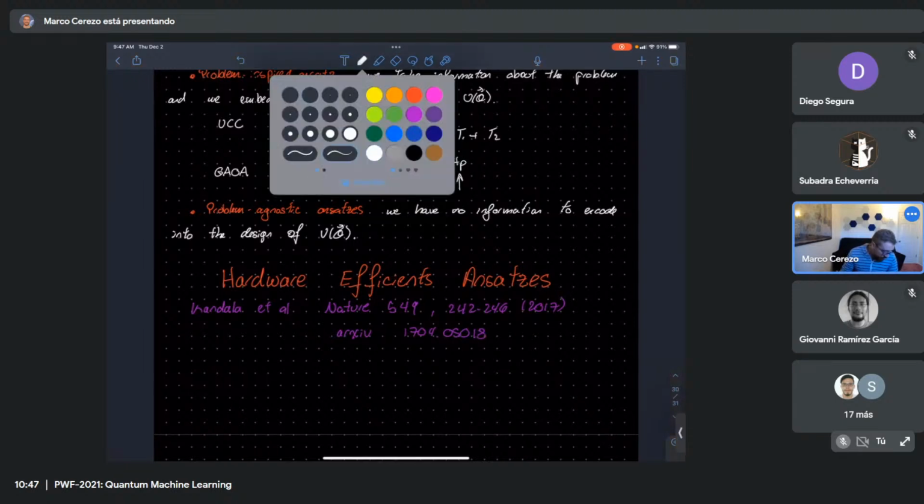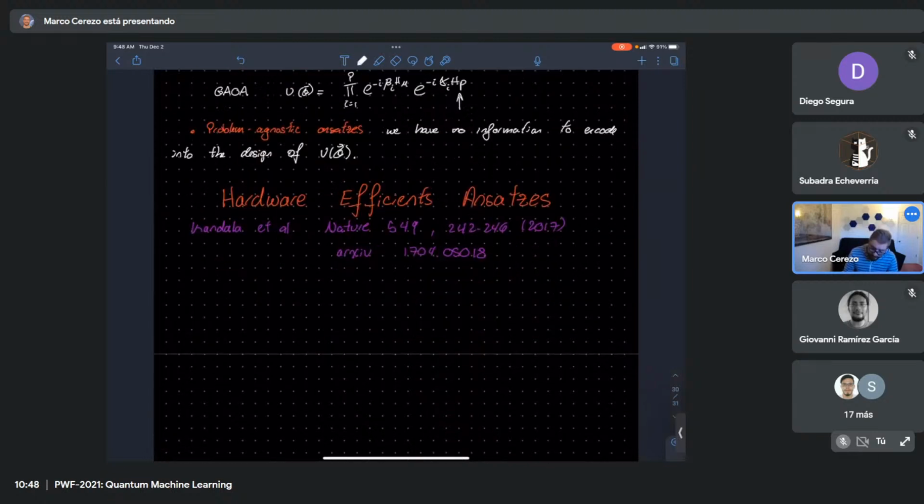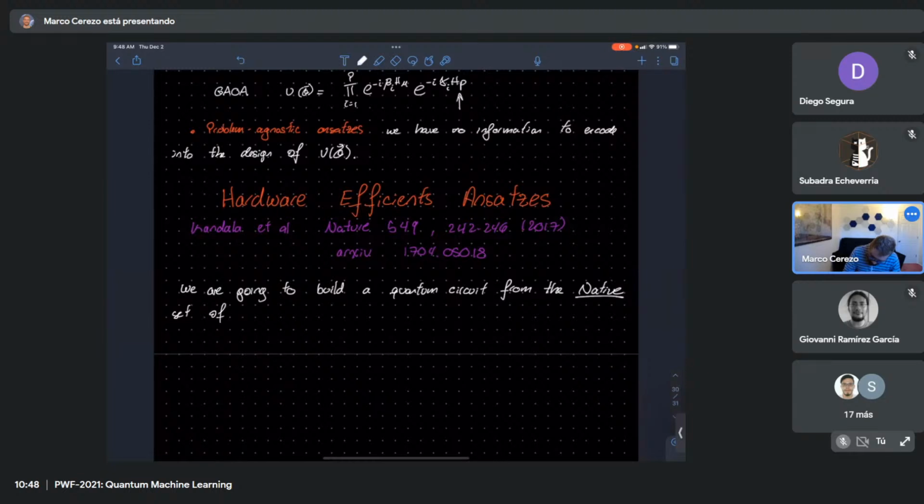So what's the idea of the hardware efficient ansatz? So the hardware efficient ansatz is an ansatz made for near term, where the amount of gates that we use and the depth of the circuit is going to be important. So the main idea of this ansatz is that we are going to build a quantum circuit from the native gates of a quantum device.